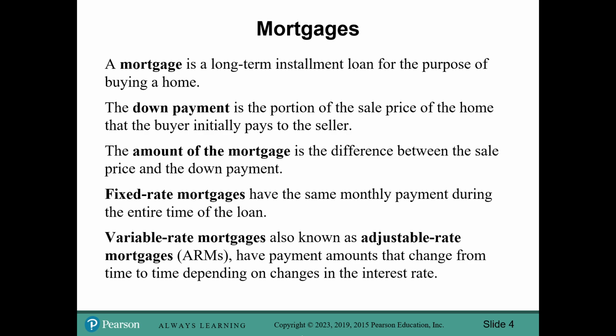Now, there are two types of mortgages. We have the fixed rate mortgages that have the same monthly payment during the entire time of the loan, and we have the variable rate mortgages, also known as adjustable rate mortgages. And they have payment amounts that change from time to time depending on changes in the interest rate.